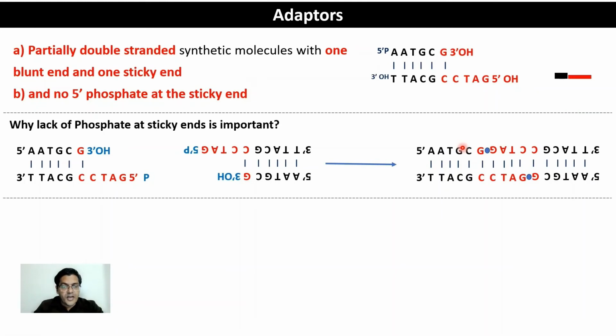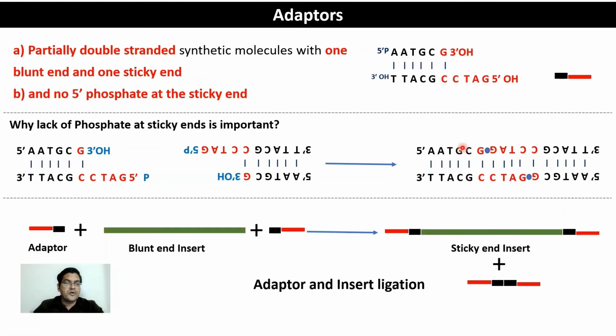So let's now look at how the interaction between adapter and the insert happens. Here is your blunt end insert, and these are our adapter molecules, one at this end and the other at this end. And you know that adapters cannot ligate through their sticky end, because at the sticky end, there is no 5' phosphate. So the only ligation that happens is at the blunt end, between the insert and the adapter here.